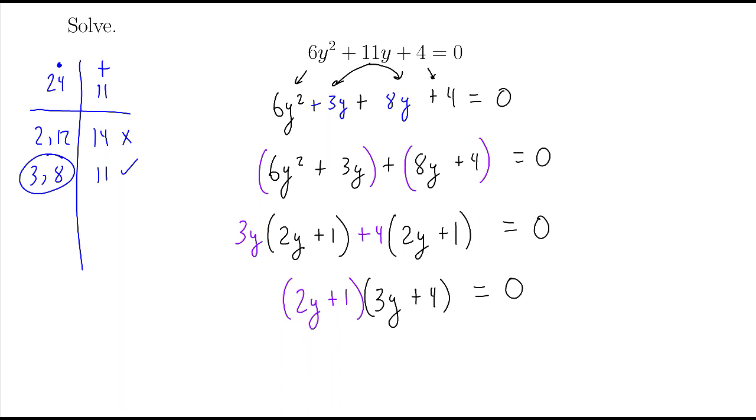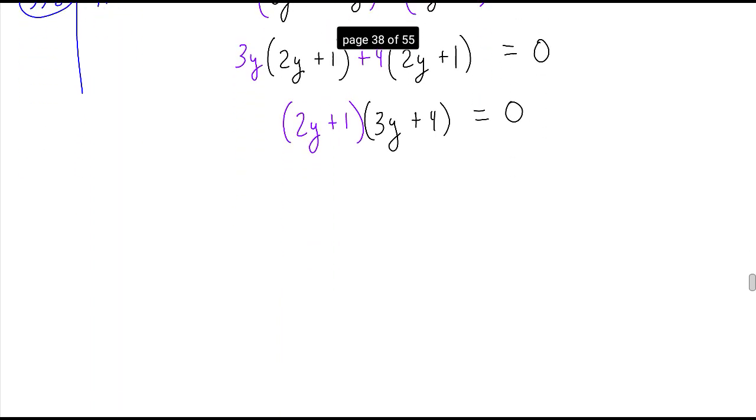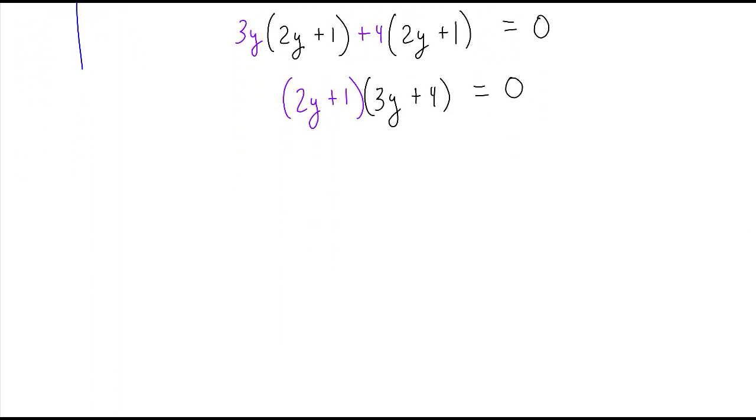Okay, so we factored it. Now we have two factors that are multiplied together and their product is 0. I can use the zero product property to solve the rest of this equation. So the zero product property says that if you have two factors that multiply together to be 0, the first one could be the 0, the second one could be the 0, right? You could get 0 in either case. So figure out the y value that gives you 0 in either case.